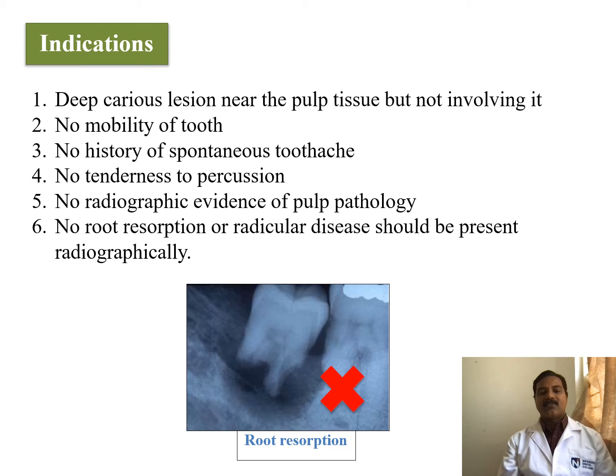And there has to be no radiographic evidence of pulp pathology like widening of the periodontal ligament space or furcal involvement. Also, you should not expect any root resorption or periradicular disease. So only in such cases do you plan to go for direct or indirect pulp capping.